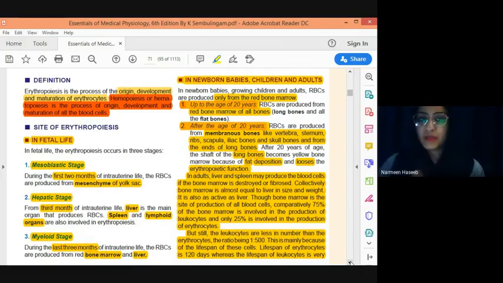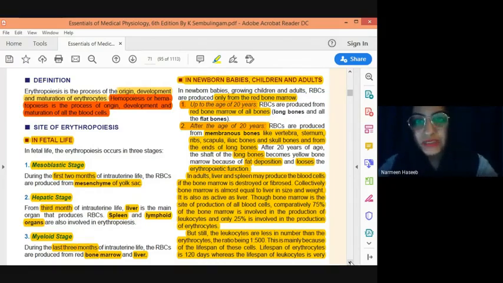Let's revise the three stages in fetal life: the mesoblastic stage, the hepatic stage, and the myeloid stage. The mesoblastic stage is for the first 2 months, the hepatic stage is for the third month, and the myeloid stage is for the last 3 months. Then what about the site of erythropoiesis in newborn babies, children, and adults? In newborn babies, growing children, and adults, RBCs are produced only from the red bone marrow.